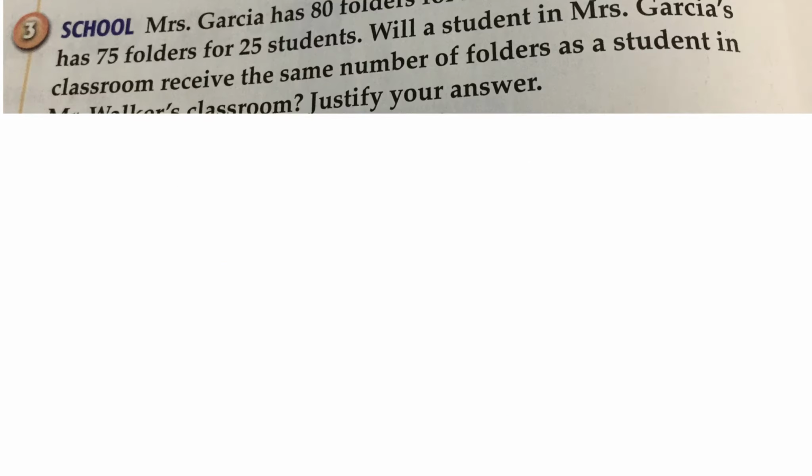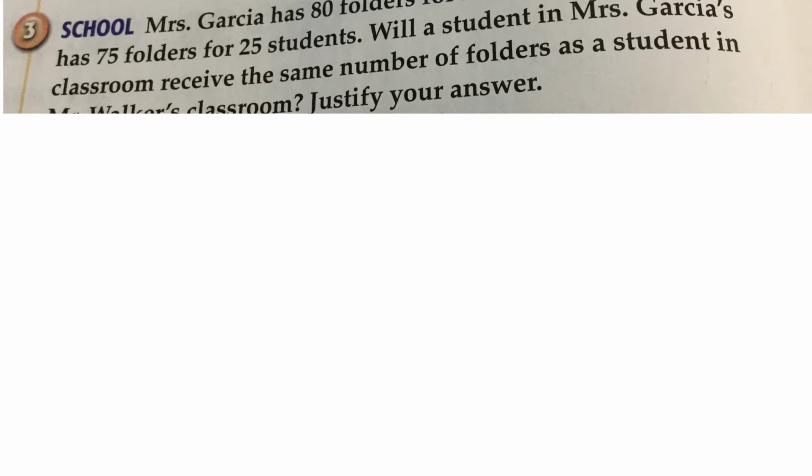Okay, looking at this one. Miss Garcia has 80 folders for 20 students. Mr. Walker has 75 folders for 25 students. Will a student in Miss Garcia's classroom receive the same number of folders as a student in Mr. Walker's classroom? And then justify your answer. So this time they're not giving me the rates. I'm going to have to discover them on my own.